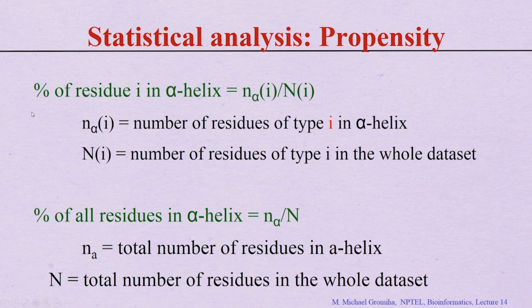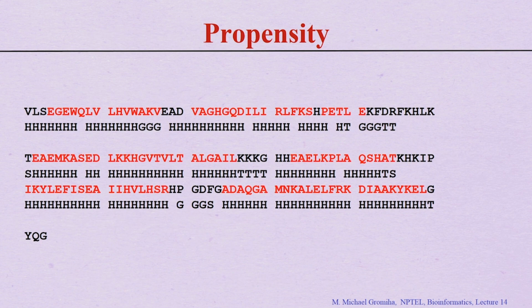You can write the percentage of residues in alpha helix using this equation, n alpha by n of I, where this is the ith residue, say alanine, in alpha helix divided by the ith residue in the whole protein. Likewise for the whole protein, n is the total number of residues, and n alpha is the number of residues in alpha conformation. We will discuss one example.